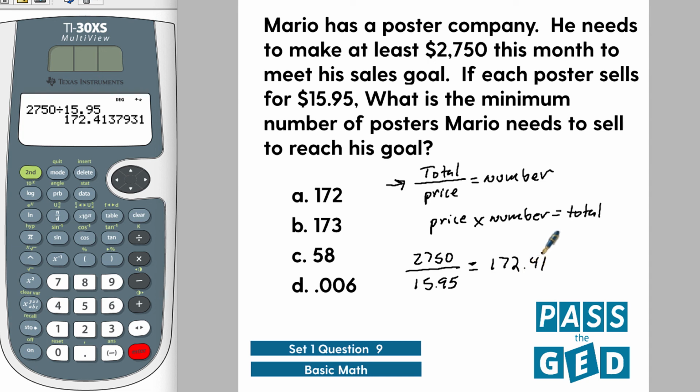Now, it says here, what is the minimum number? So you can't sell 0.41 t-shirts. So we either need to round up or round down. This isn't a typical rounding situation though, because he needs to sell the minimum number. If he rounds down to 172, which you would normally, if you were just rounding this, not a concern for some real life situation, it would be 172, but he needs to round up in this case so that he makes at least the minimum amount that he needs. So the answer is B.